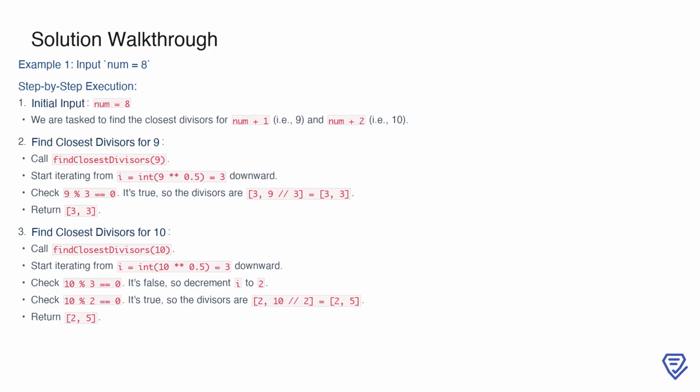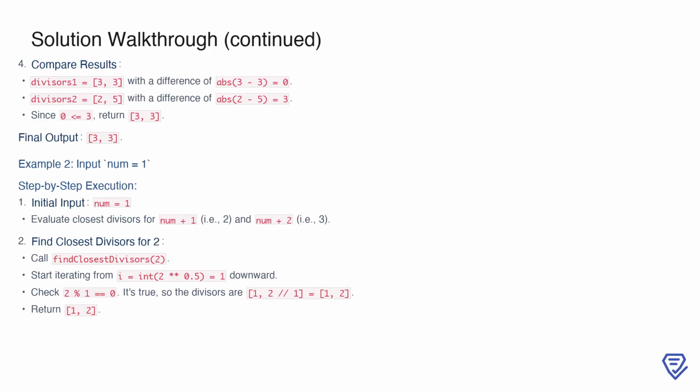Next, we evaluate the divisors for 10. Again, we start iterating from the square root, which is 3. Checking divisibility, we find that 10 is not divisible by 3, so we decrement to 2. At this point, we see that 10 is divisible by 2, giving us the divisors 2, 5, which we return. Now that we have the results for both 9 and 10, we compare the closest divisor pairs. For 9, the divisors 3, 3 have an absolute difference of 0, while for 10, the divisors 2, 5 have a difference of 3. Since the pair 3, 3 has the smaller difference, we return it as the result.